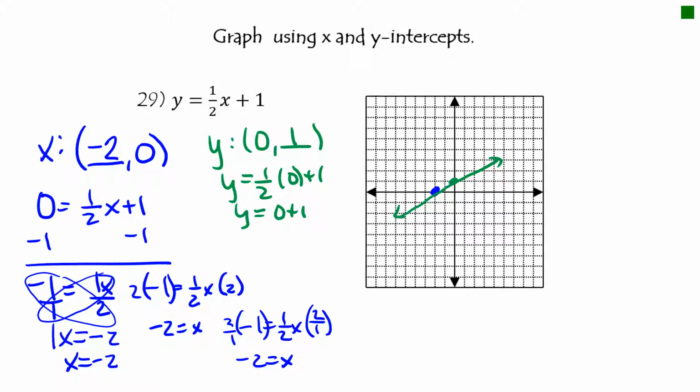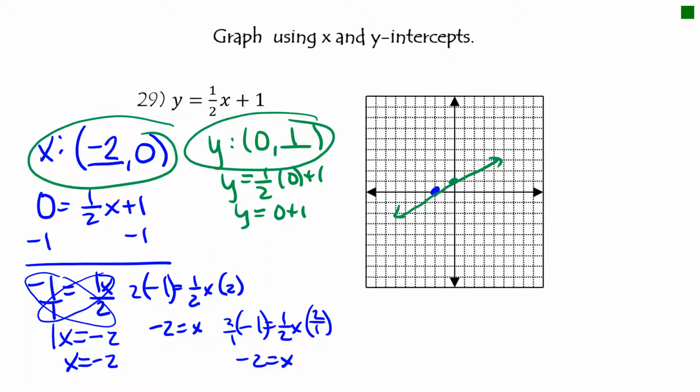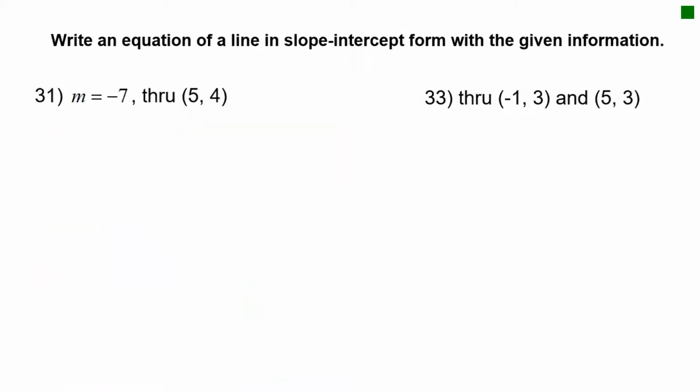Again, could you do that using slope and y-intercept? Yeah, but how many points is this problem? 1, 2, 3. If you only get 1 out of 3, that's a 67%.